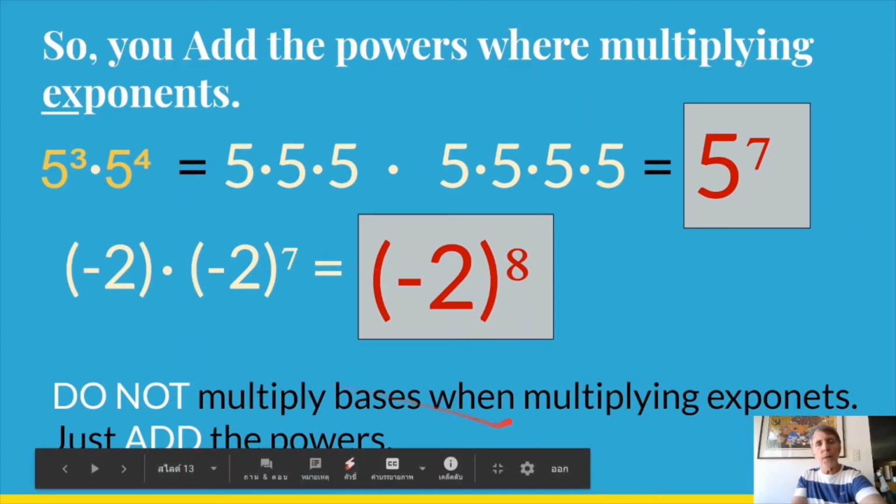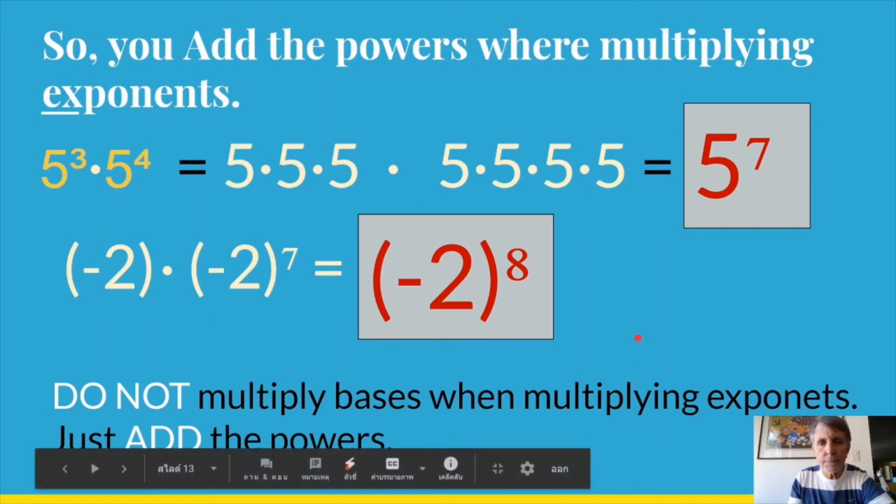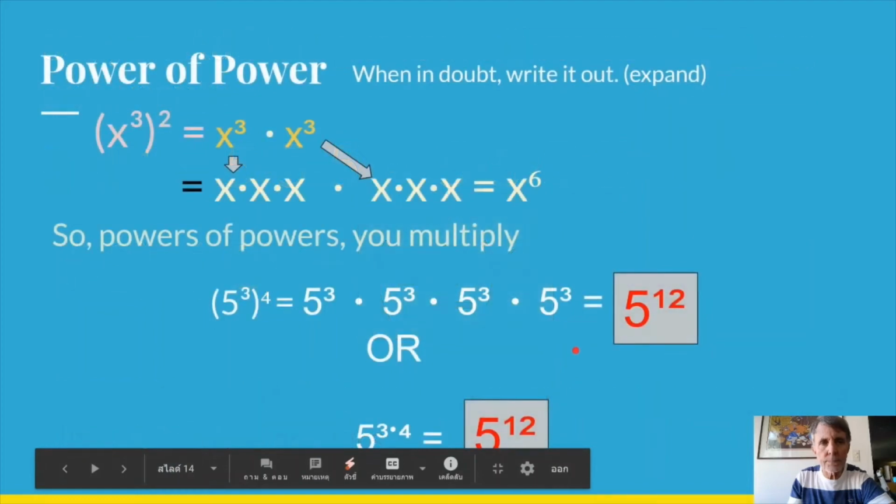Do not multiply the bases when multiplying exponents. So a lot of people on this particular problem, by the way, they would say negative 2 times negative 2, that's 4. Well, no, you don't do anything to these bases. This is not 5 times 5 or 25. You just add the power. So 3 plus 4 is 7, and leave the base alone. And here, 1 plus 7 is 8, and leave the base alone. Okay, so those are the multiplying exponent rules.